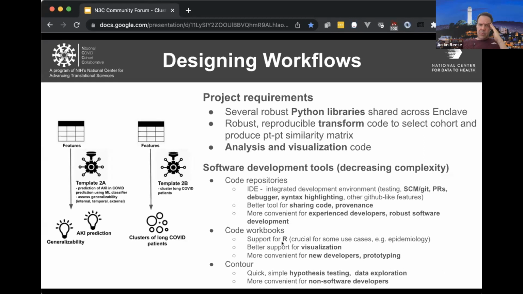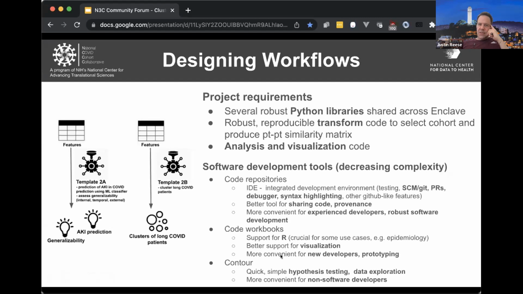Code workbooks are also available. The advantage here is you have support for R. And this is obviously crucial for some use cases involving, for example, propensity matching and epidemiology. There's also better support for visualization. And this tends to be a little bit more convenient for new developers or people that are climbing the learning curve, and also is quicker for prototyping. And Contour is another, I think, often overlooked tool that you can use here for quick hypothesis testing and data exploration. And this is usable for non-software developers too.